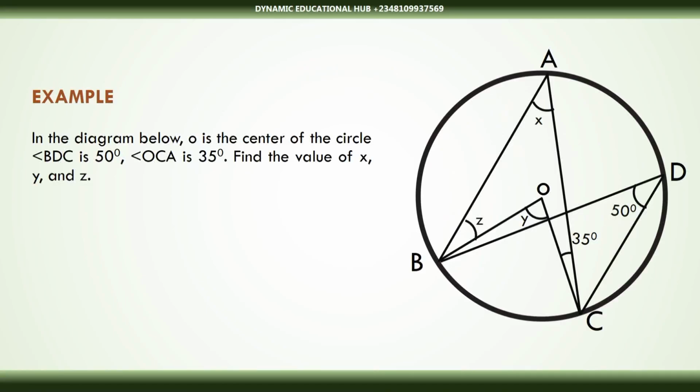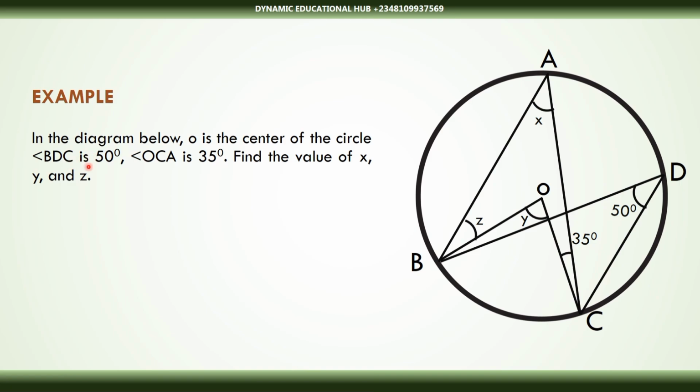And let's have a simple example. The example is in the diagram below. O is the center of the circle and angle BDC is 50 degrees. We have been told that this O is the center of the circle and angle BDC is 50 degrees.